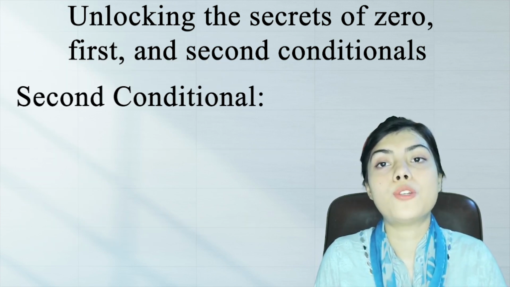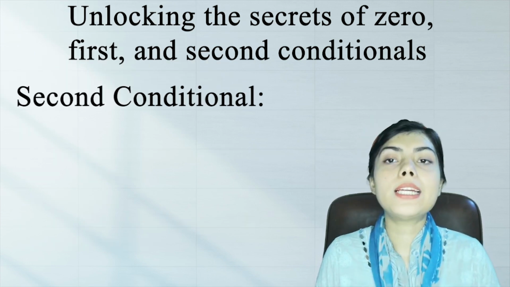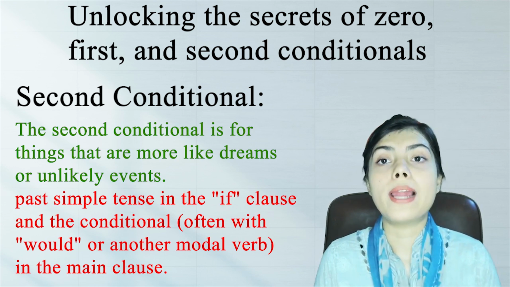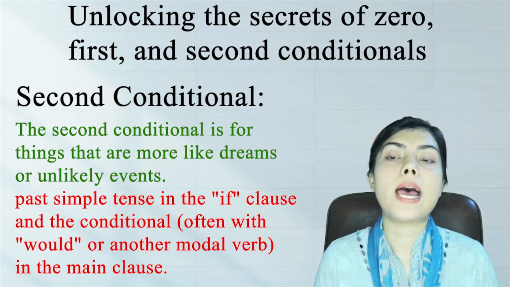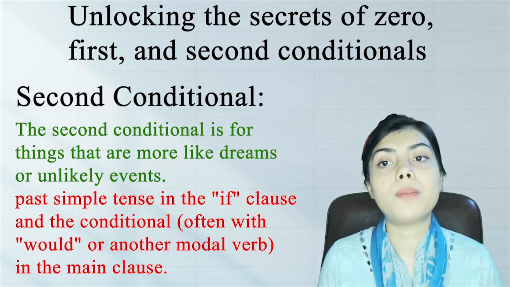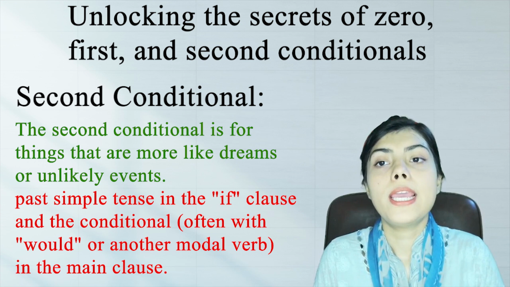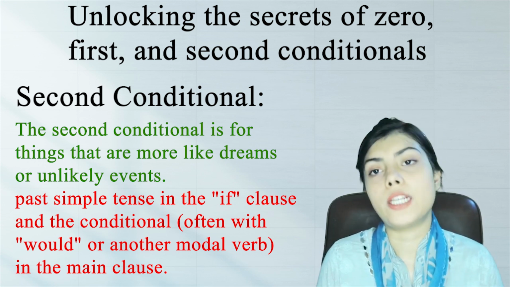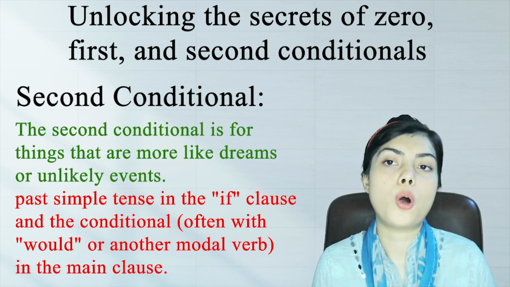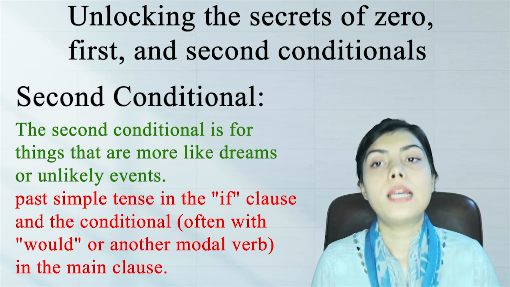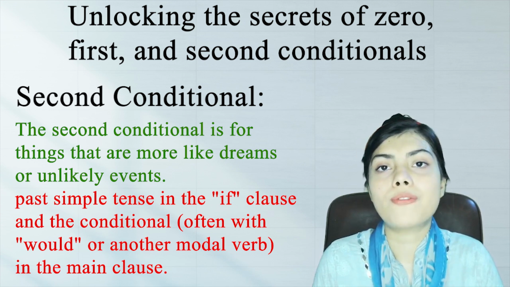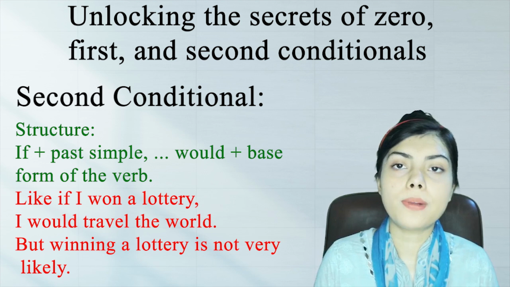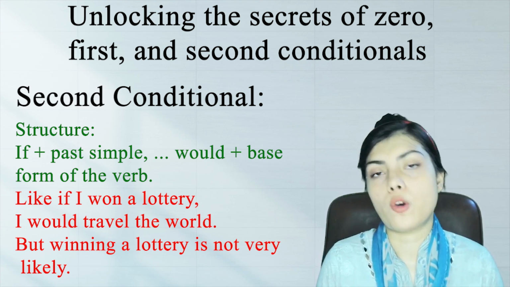Now let's move on to the second conditional. The second conditional is for things that are more like a dream, or unlikely events. If something happened that probably won't happen, we imagine what could come next. It is constructed using the past simple tense in the if clause and the conditional, often with would or another modal verb, in the main clause. The structure of the second conditional is: if plus past simple, would plus base form of verb.